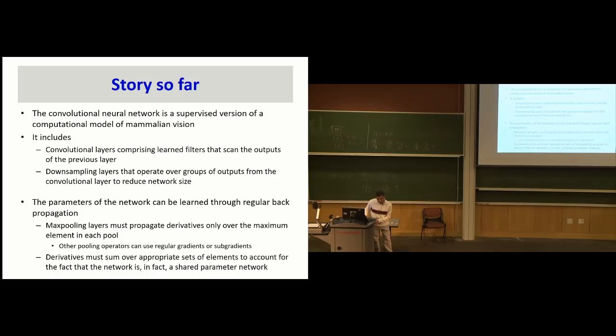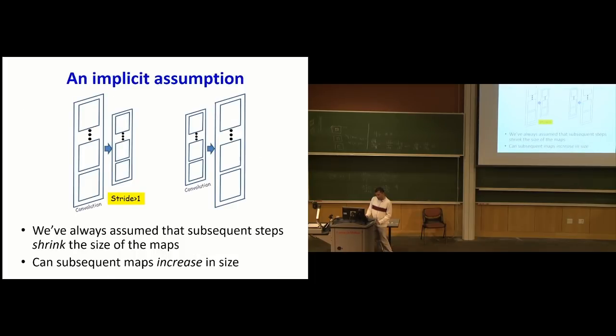Now, this is the default model, but we made several assumptions over here. The first assumption is that the operations either maintain the size of the layers or shrink the size of the layers. Is this really a very reasonable assumption? Not really, right? You could well have a layer which increases the size, which is to answer the question that you posted on Piazza, right?